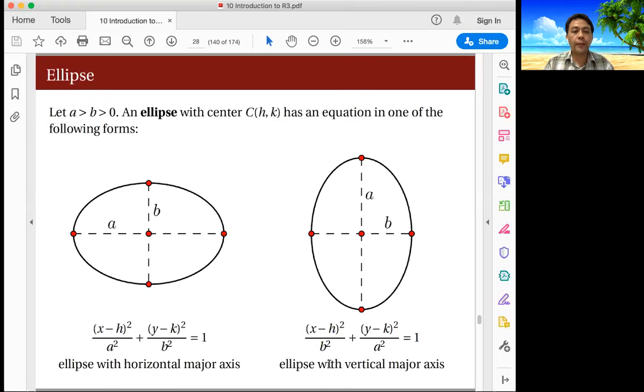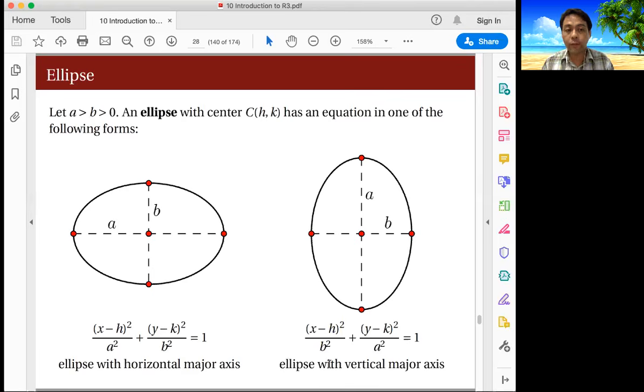Now the next conic is called an ellipse. Suppose that a is greater than b and they are both positive values. An ellipse whose center is at C with coordinates (h, k) has one of the two following equations. In the first one here, we have x minus h squared all over a squared plus y minus k squared all over b squared equals 1. This is an ellipse with a horizontal major axis. This is an ellipse where the elongation is horizontal.